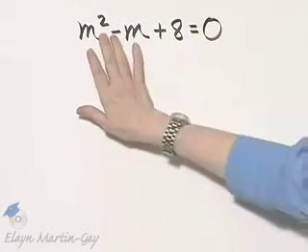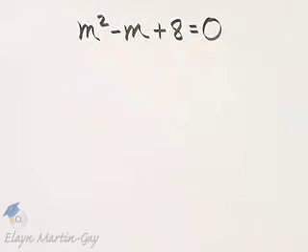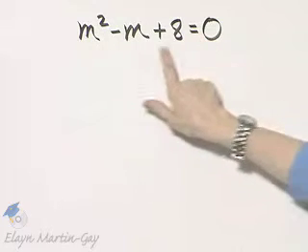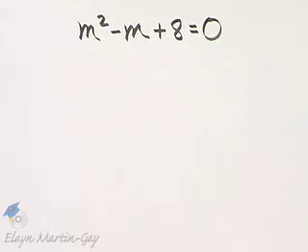Notice we're solving a quadratic equation, and it is in standard form. It is set equal to 0. If you'd like, you can try and factor this trinomial, but it will not factor using integers, so I'm going to now go to the quadratic formula.